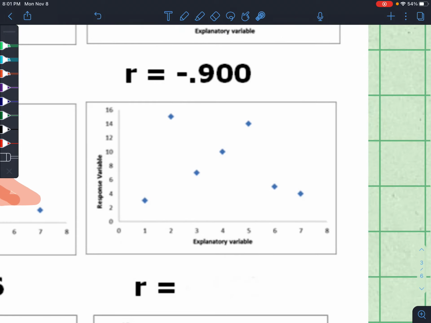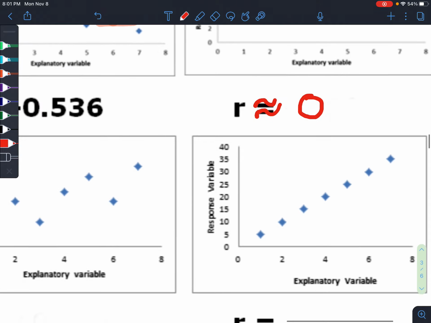So here we have a data set. R is not given to us. You might suspect here that the R value is confusing. We can't tell. Is this going up? Is it going down? So therefore we say an R value of 0 would be a good guesstimate, and we'll change that equals to an approximate.